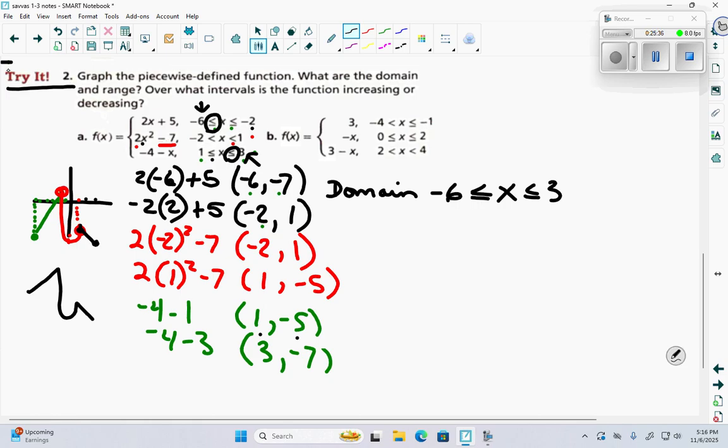Now remember, our ranges came from plugging in the smallest number and plugging in the biggest number. When I plugged in negative 6, I knew what my y was, so that's going to be the smallest of my y's. And now my other number, my biggest number, was 3.